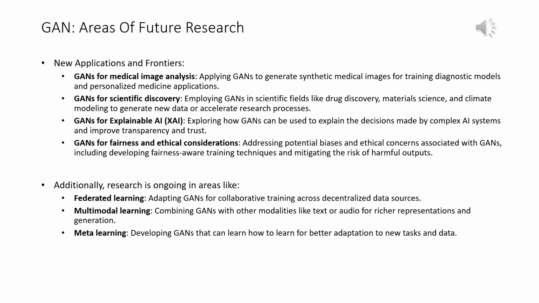It is very important to consider fairness and ethics in terms of GANs. We must address potential biases and ethical concerns associated with GANs, including developing fairness-aware training techniques and mitigating the risk of harmful outputs. Additionally, research is ongoing in areas like federated learning, which is adapting GANs for collaborative training across decentralized data resources, multimodal learning, which is combining GANs with other modalities like text and audio for richer representations and generation, and meta-learning, which is developing GANs that can learn how to learn better, adapting to new tasks and data.